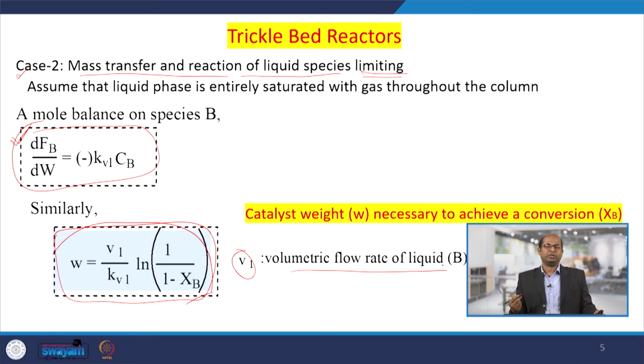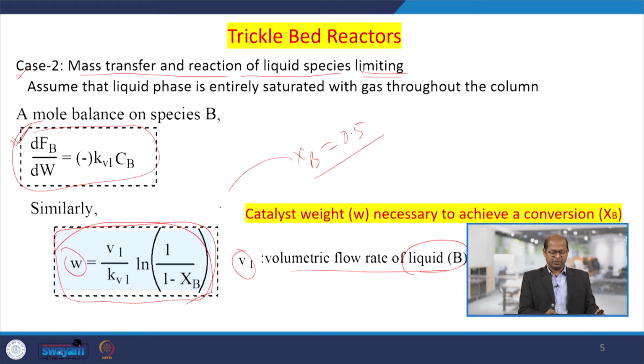Liquid is one of the components for the reactions in the trickle bed reactor. In the equation, if we know the liquid component conversion X_B, let us say 0.5, we need to determine how much catalyst we have to place. If we know the volumetric flow rate of the liquid passing through the catalyst bed, and the mass transfer coefficient for the liquid phase, K_VL, then W, the amount of catalyst necessary, we can find out for a desired conversion.